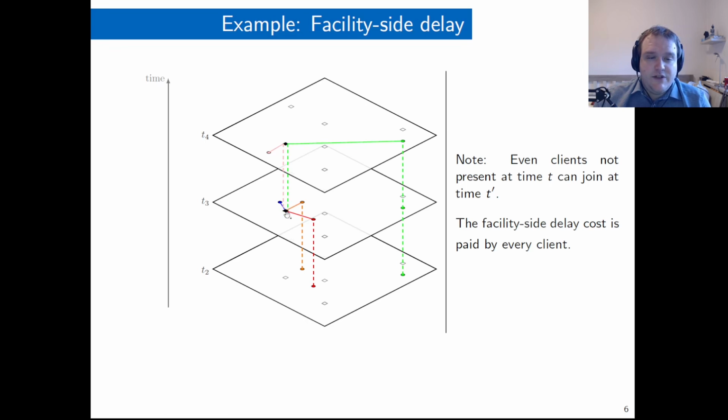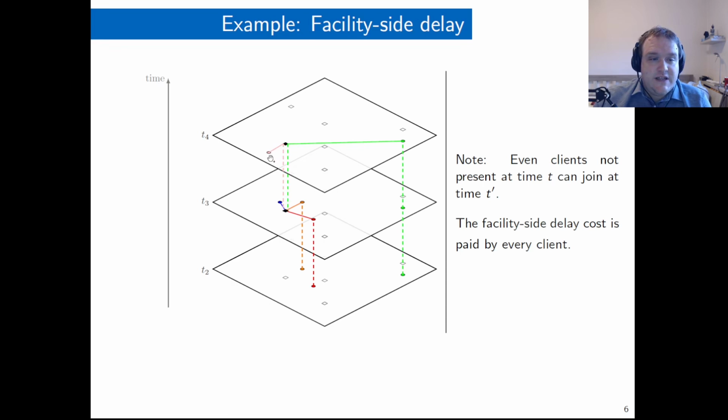We can connect them to this original run at time t3, so essentially to the same facility without opening cost, but they need to pay this extra delay, facility side delay of t4 minus t3, right? And you can see that both of them need to pay it, right? So it's not like one cost only for the facility, but everybody who connects this way needs to pay it.